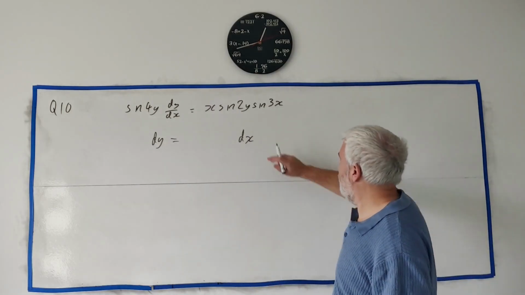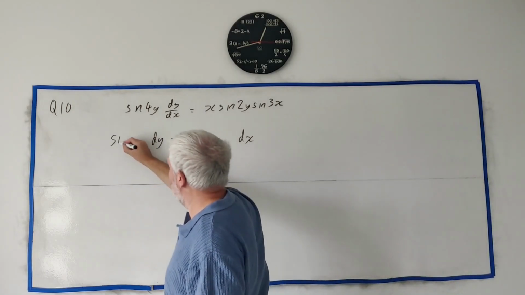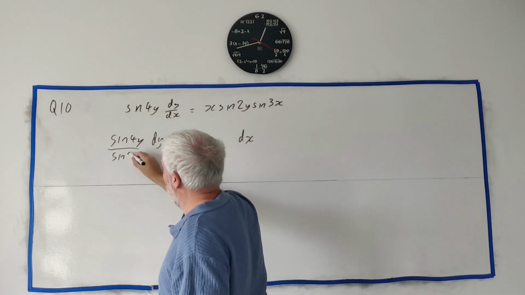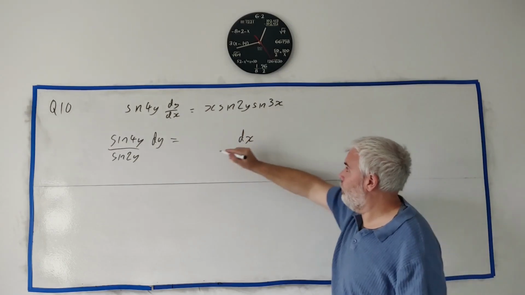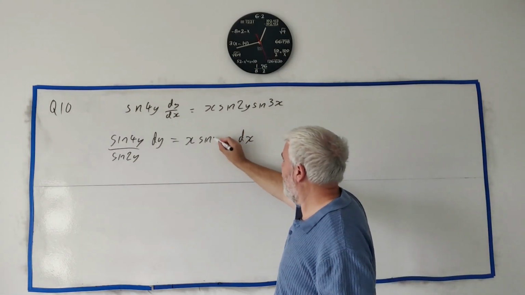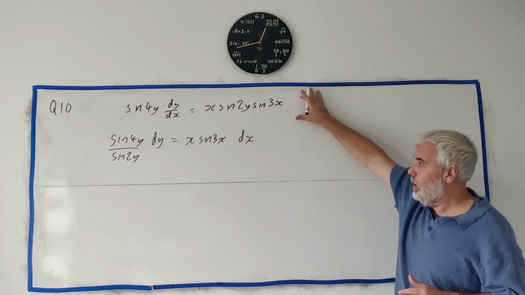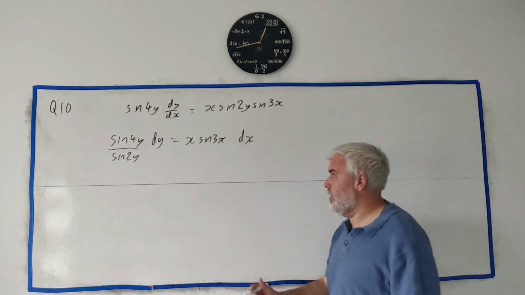So let's do that now. We have a sine 2y on the right, so if we divide that across, we leave this guy where he is, sine 4y, divided by sine 2y. The x's are already on the right. We have an x and a sine 3x. So this question, instead of the one up here, we can think of it as this. And how we do it is we just integrate both sides.